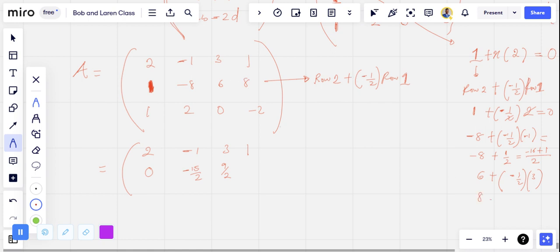Row 2 is 8 plus minus half times the value for row 1, which is 1 at that point. So this is 8 minus 1 over 2. So what is 8 minus 1 over 2? The calculator also gives me 15 over 2. That is what I got, 15 over 2. So then that is for row 2. Successfully, I've turned this one to 0.